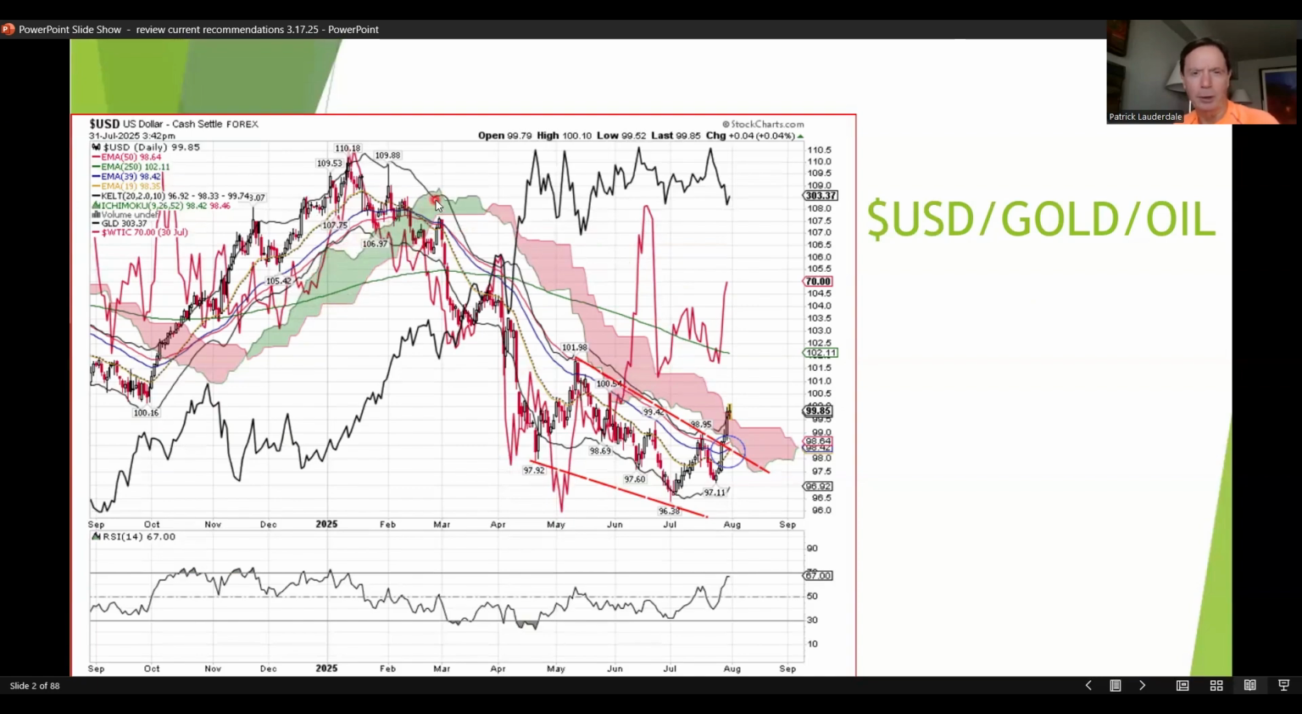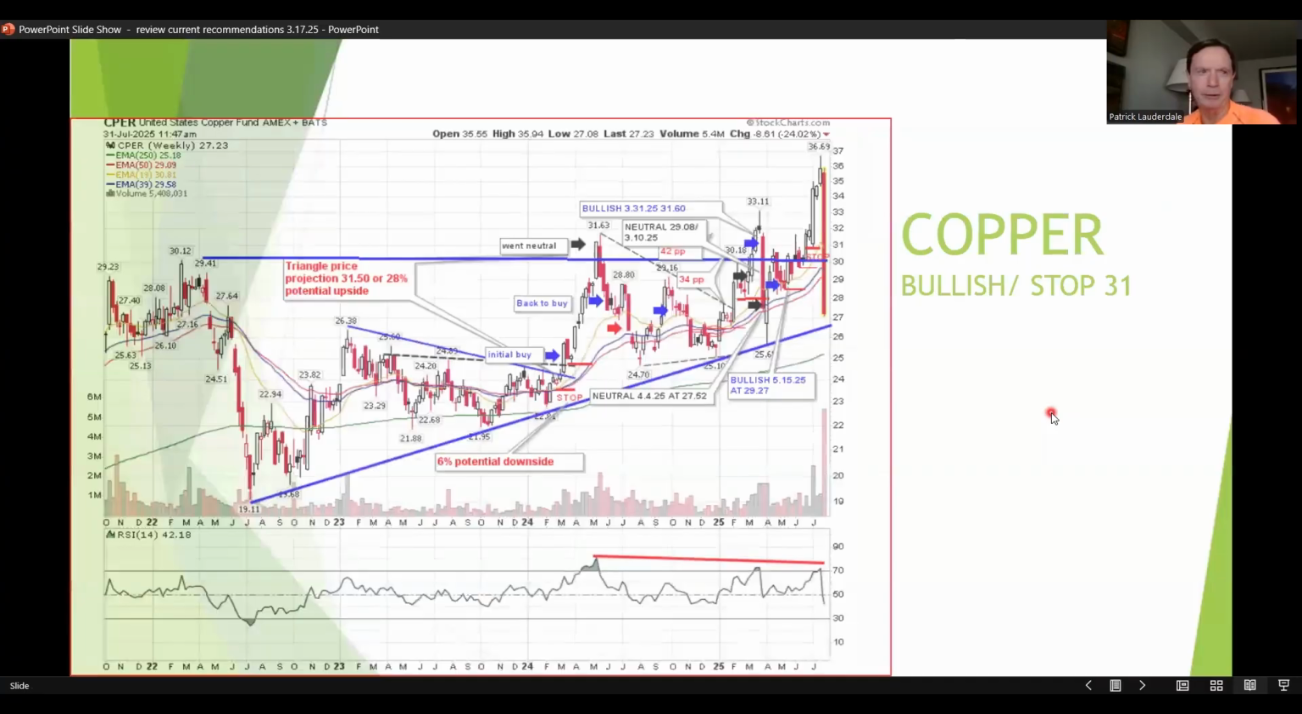These are Ichimoku wave clouds, and they're just like our trend lines. This is a bearish trend line or a bearish Ichimoku cloud. And so you can see we're hitting our head on the top of that resistance line in the dollar. So that's just kind of what I'm looking at there. So now let's take a look at copper.